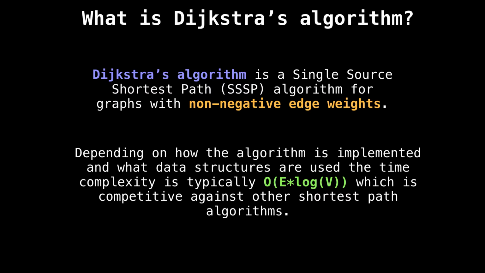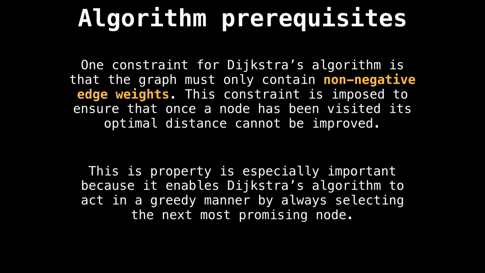Depending on how you implement your Dijkstra's and what data structures you use, the time complexity is typically big O of E log V, which is fairly competitive against other shortest path algorithms we see around. However, before we go crazy trying to find shortest paths on various graphs, you need to know which graphs we are allowed to run Dijkstra's algorithm on.